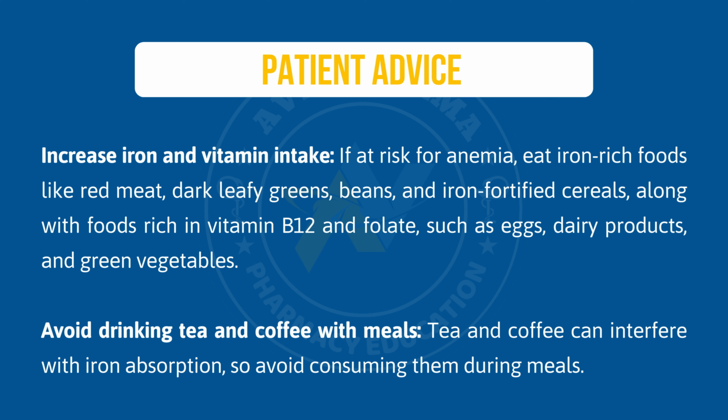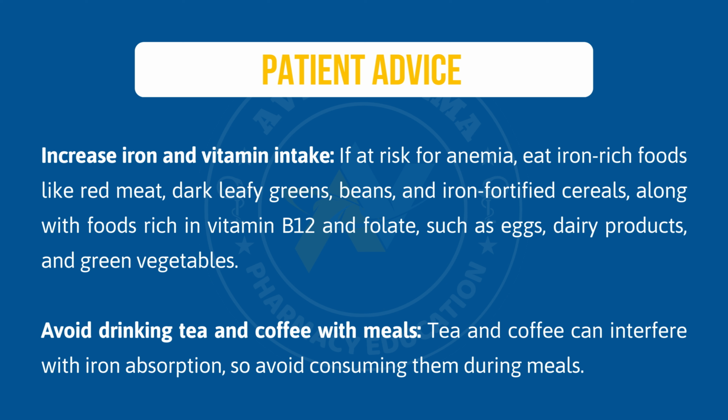Patient advice. Increase iron and vitamin intake. If at risk for anemia, eat iron-rich foods like red meat, dark leafy greens, beans, and iron-fortified cereals, along with foods rich in vitamin B12 and folate, such as eggs, dairy products, and green vegetables.